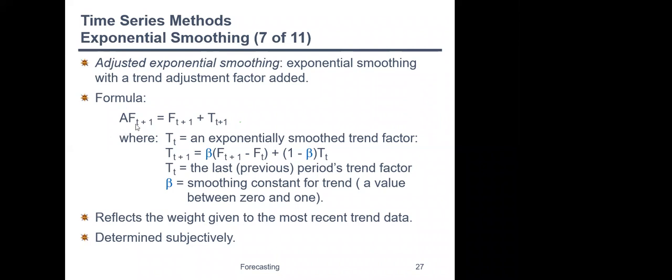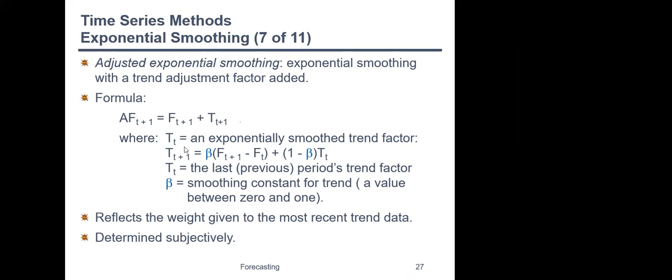Now that is giving us AF, the adjusted forecast. So AF(T+1), that's the forecast for the next period, is giving us F(T+1). So the adjusted forecast for a period is giving us the forecast in that period. So already we would have calculated our forecast. We already know the forecast of the various periods, plus the trend, or the trend factor in that period.